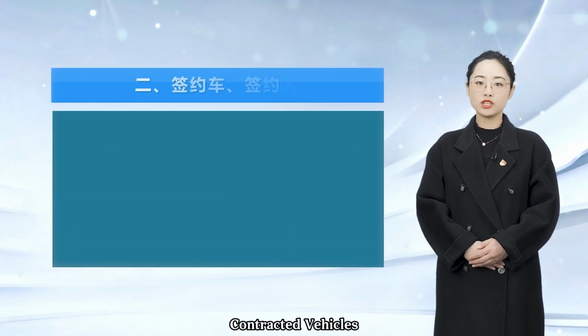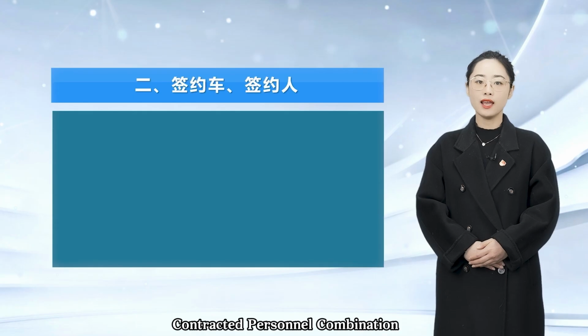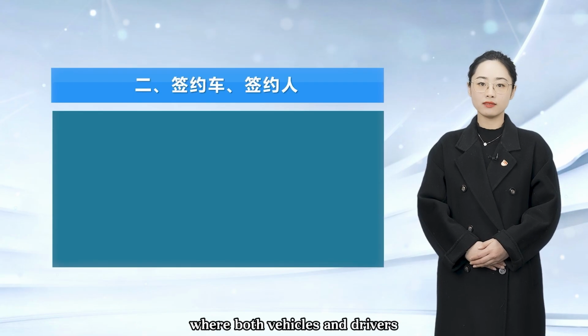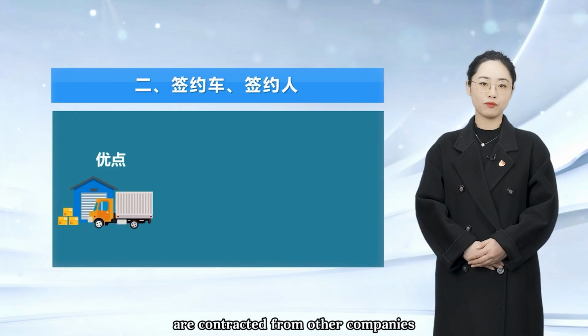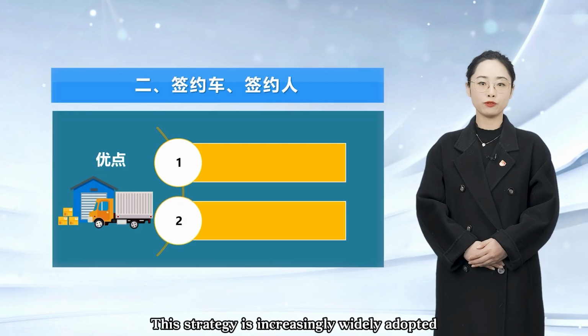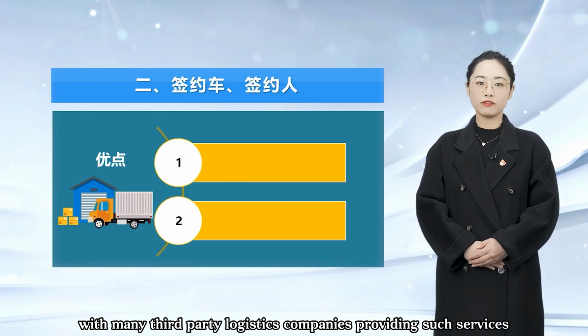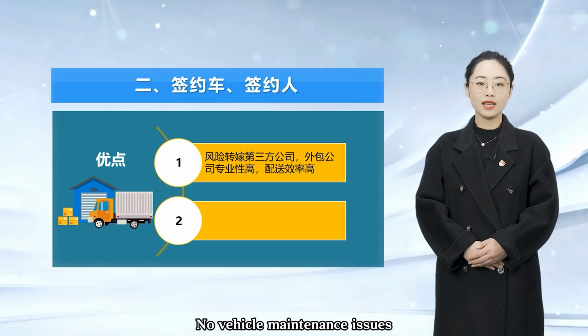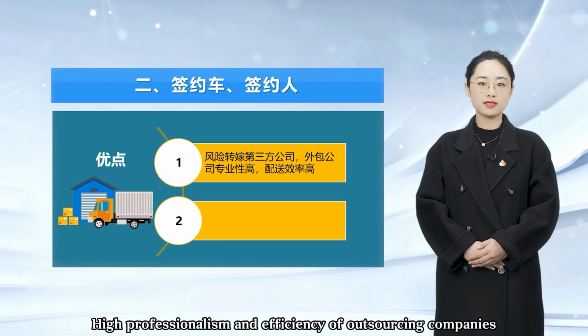2. Contracted vehicles, contracted personnel combination, also known as transportation service outsourcing, where both vehicles and drivers are contracted from other companies. This strategy is increasingly widely adopted, with many third-party logistics companies providing such services. Advantages: transfers risks to third-party logistics companies. No vehicle maintenance issues. High professionalism and efficiency of outsourcing companies.